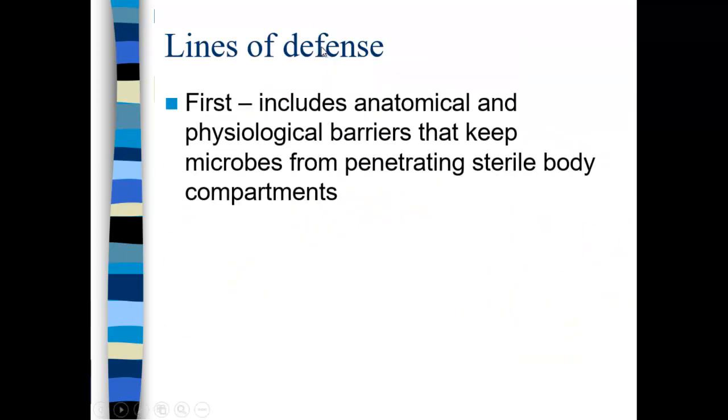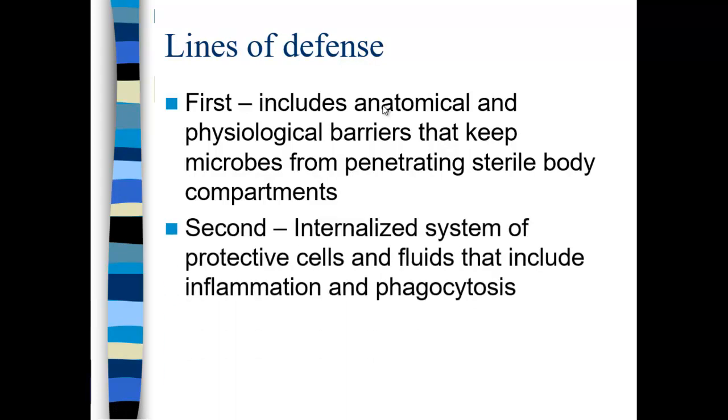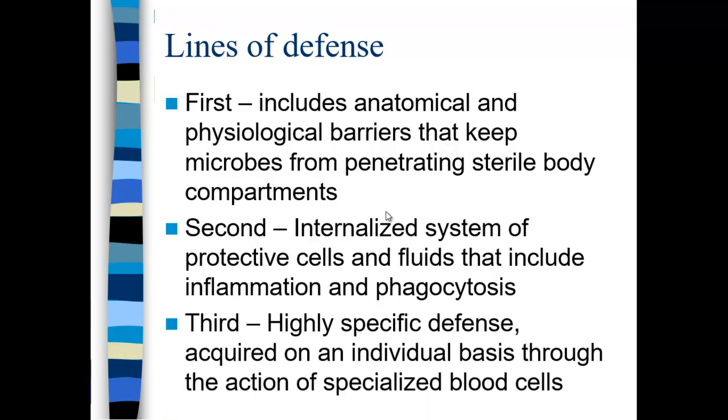Okay, so the first line of defense includes anatomical and physical barriers, and this keeps microbes from penetrating a sterile body compartment in the first place. The second line of defense is an internalized system of protective cells and fluids, and it includes inflammation and phagocytosis. And the third is a highly specific line of defense. It's acquired, and it is based on specialized blood cells called B cells and T cells.